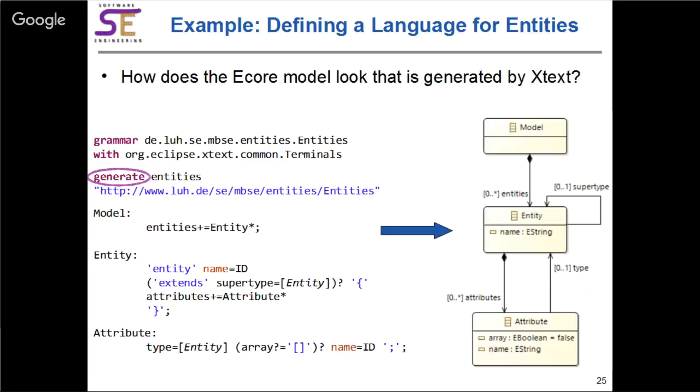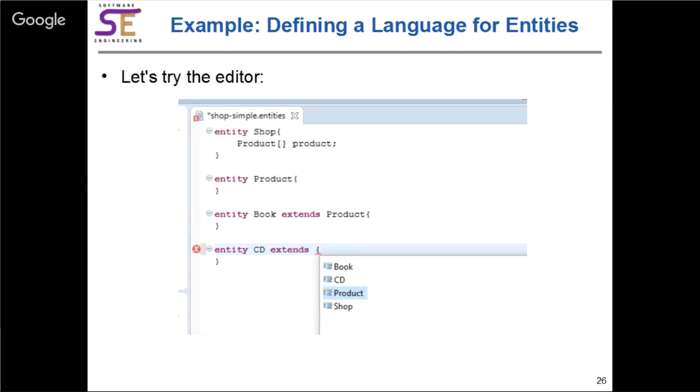Okay. So from this, we can now again, let's say we generated the editor from this. If we now start the editor and start editing an entity model, this is actually what we see. So we have an editor which already highlights keywords that we have in our grammar. So entity or extends were two of these keywords.